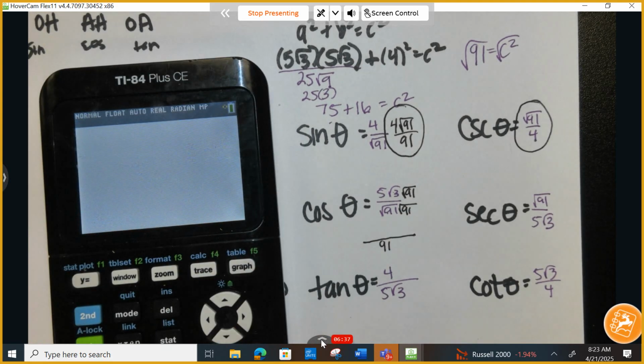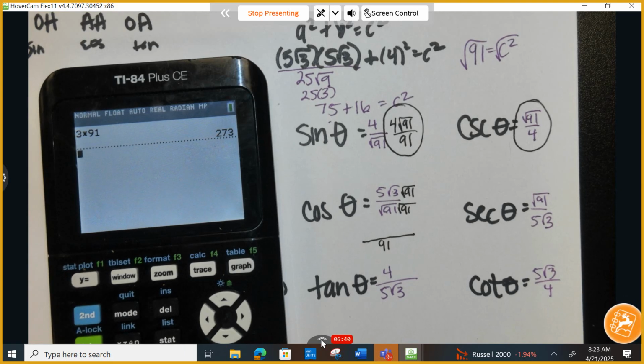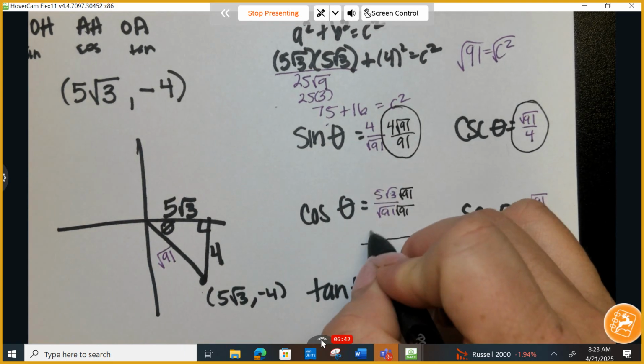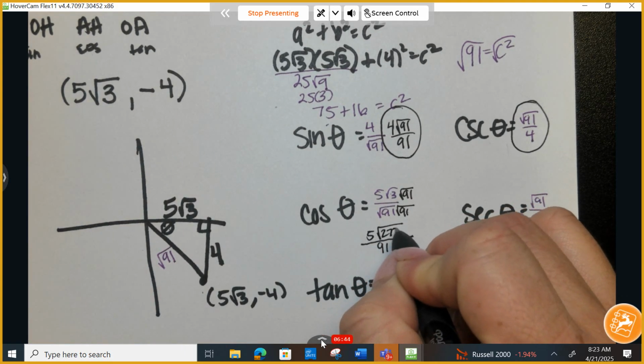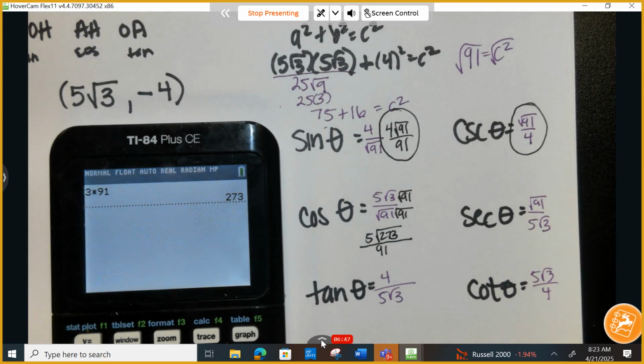So I'm going to grab my calculator, and I'm going to take 3 times 91, and I get 273. 5 times the square root of 273. Now, I've got to figure out, does 273 reduce? You can work with me on this.